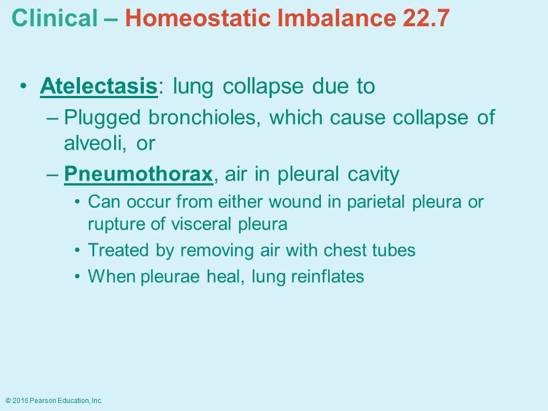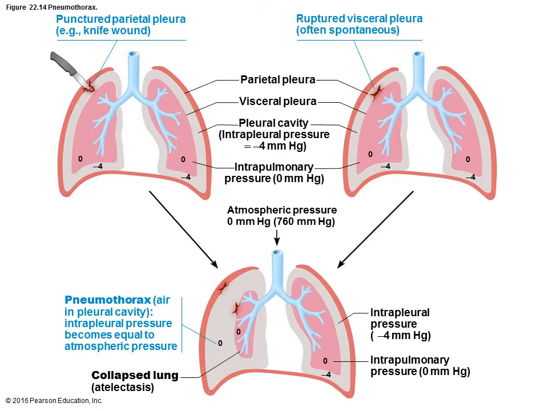So how would you treat that? Well, you've got to get the air out of that pleural cavity. Typically you would insert a chest tube and remove the air. Once the pleura have healed, the lung will then reinflate. Why? Because you've now got the change in pressure again. That's what this is showing, pneumothorax, which is essentially a collapsed lung, because you have air in the pleural cavity.